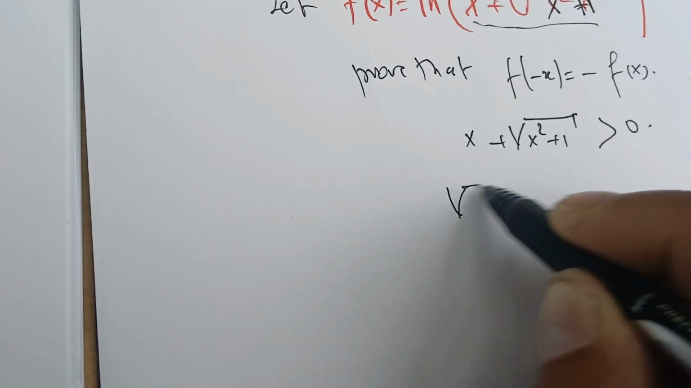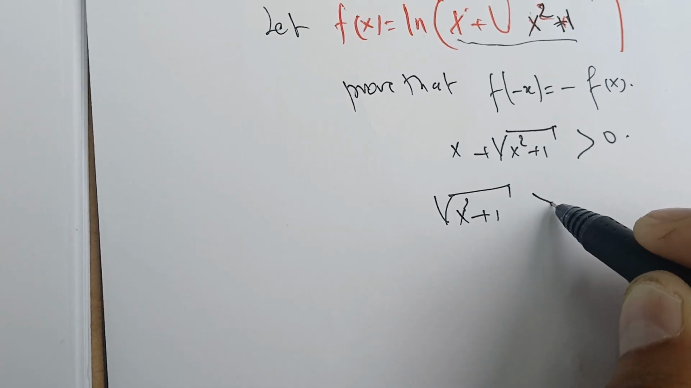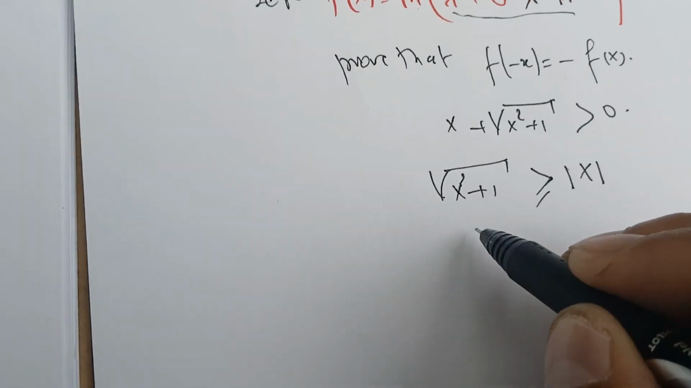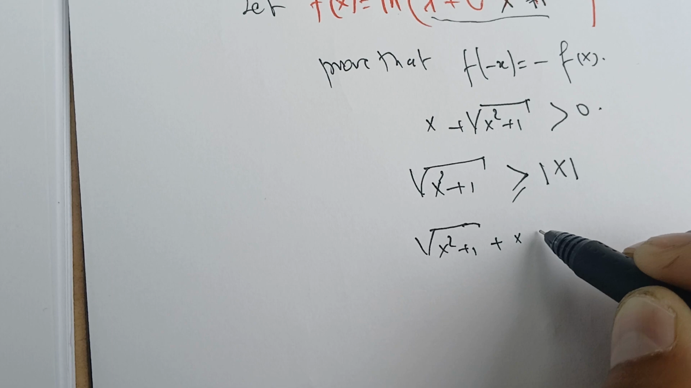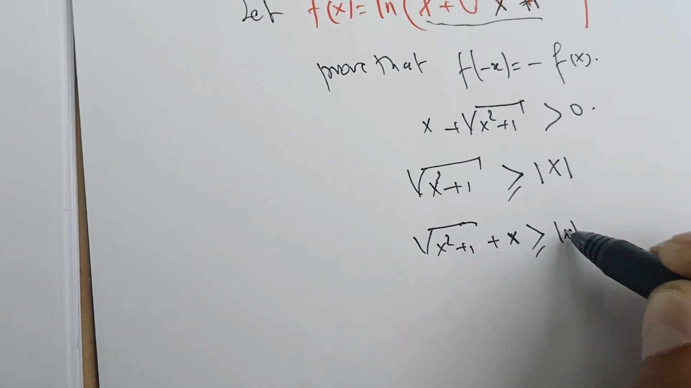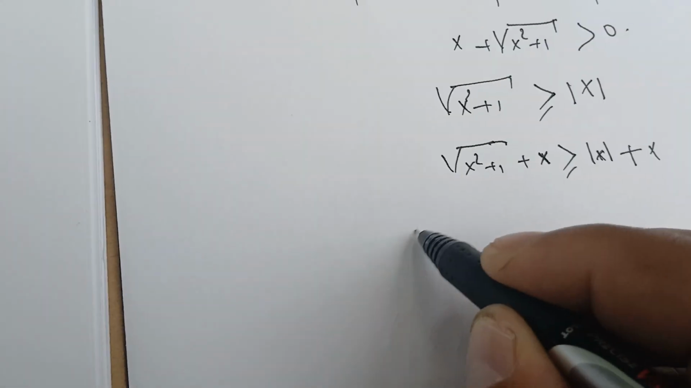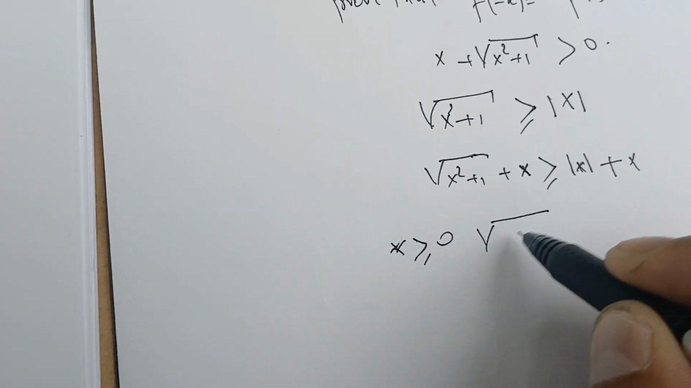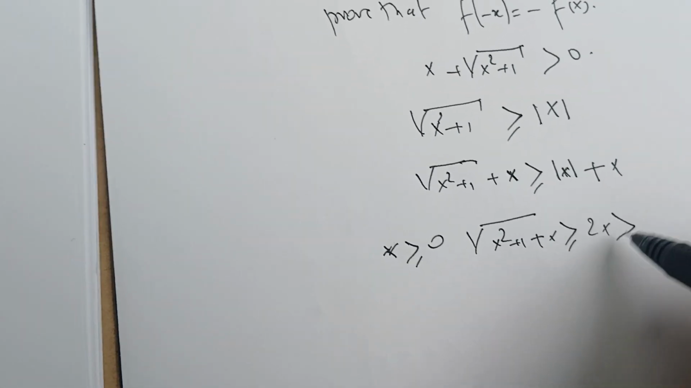So we know that x squared plus 1 is bigger than the absolute value of x. So once we add x to both sides, we will get the absolute value of x plus x. Okay? So when x is positive, we have x squared plus 1 plus x is bigger than 2x, is bigger than 0.